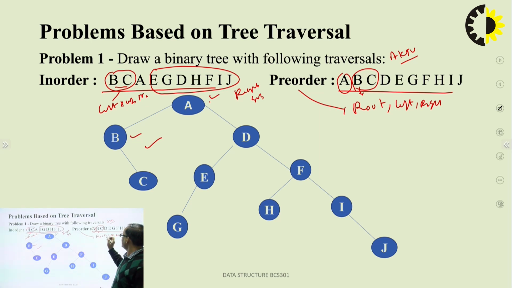So let us see the pre-order sequence. In the pre-order sequence, D is visited first. It means D will be the root of the right subtree. So here D is the root of the right subtree.